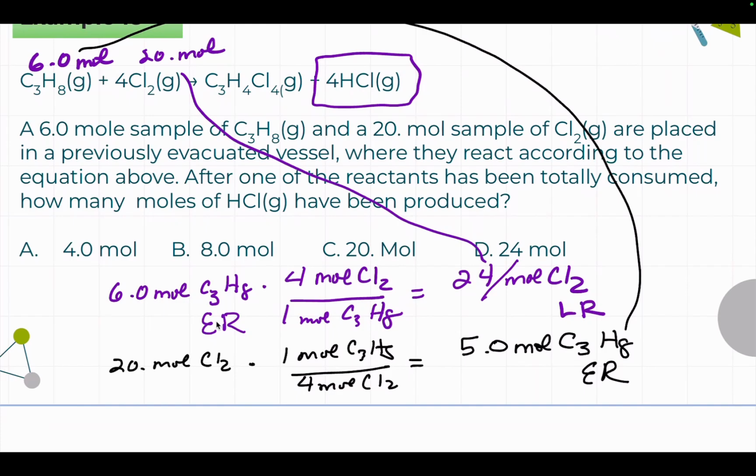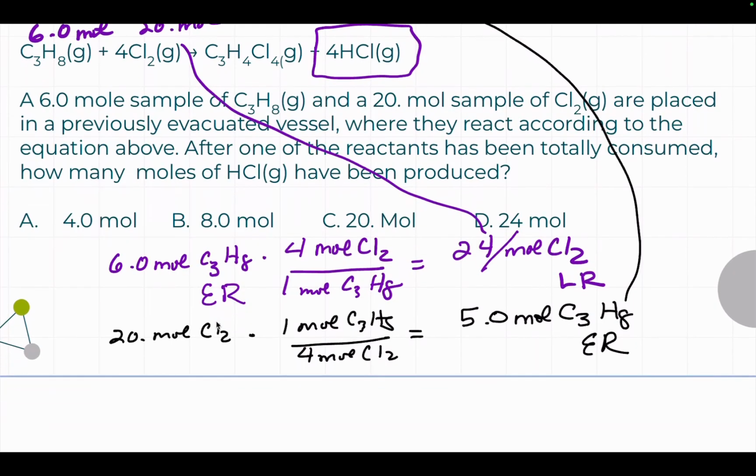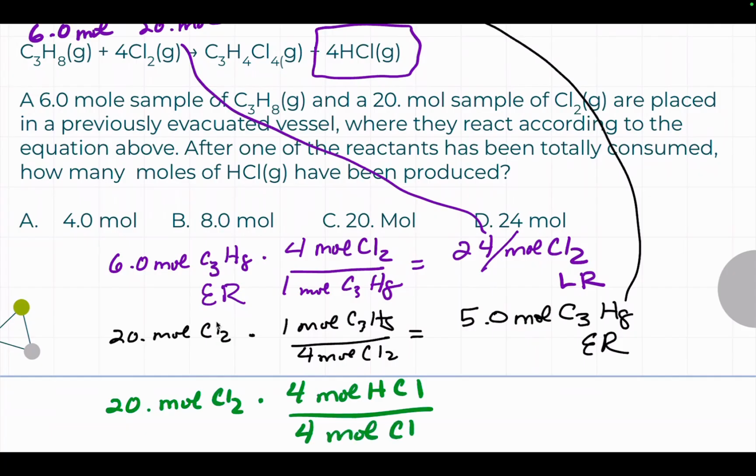So now that I know which one's my limiting, I'm going to start with my limiting reactant, and I'm going to calculate how many moles of HCl are produced. So 20 moles of HCl. So that means that my answer is C.